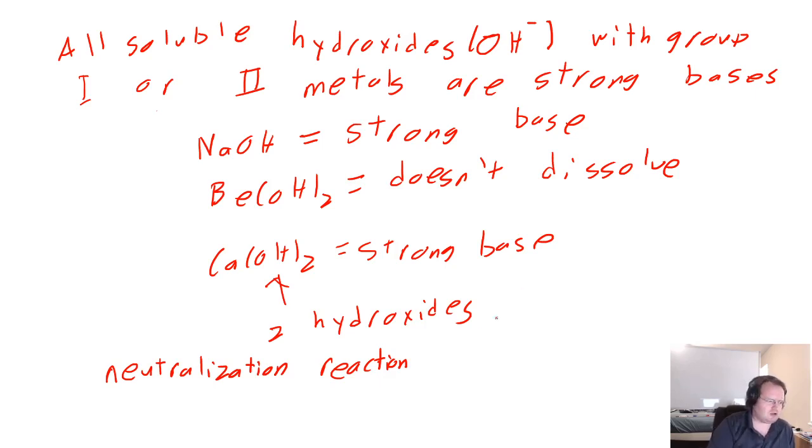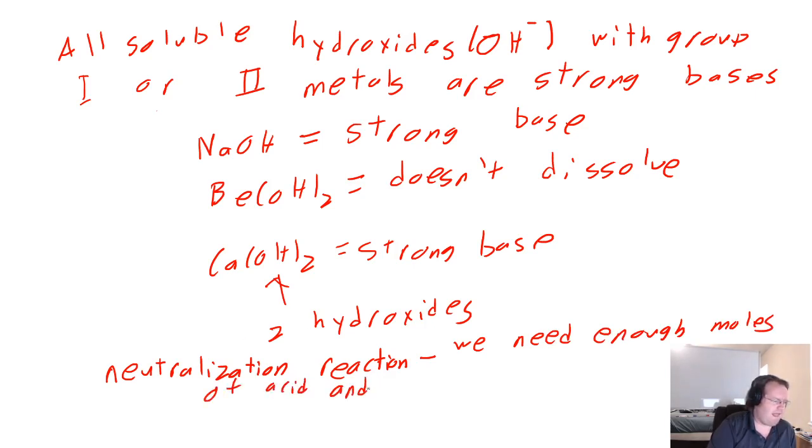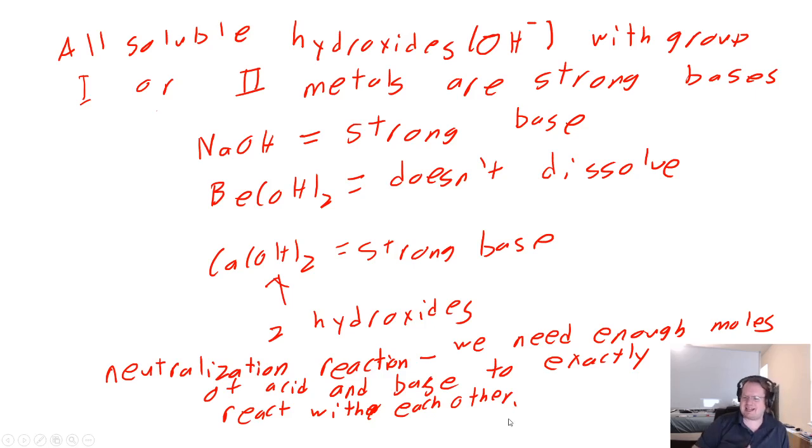So to be completely neutralized, we need enough moles of acid and base to exactly react with each other. If you have more moles of one or the other, based on the balanced chemical equation, then you're going to still have a solution that's either acidic or basic. Now note, it means enough moles to react, so you have to have the balanced chemical equation.